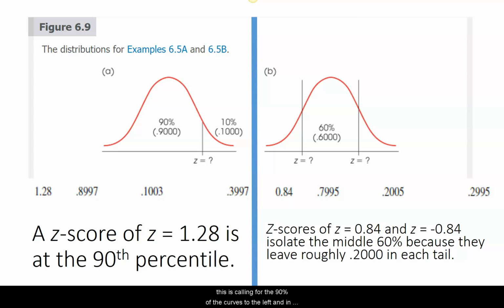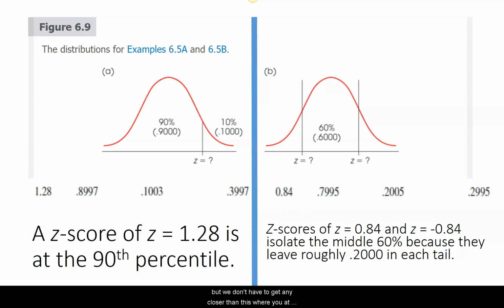And in that case, the best I can do to separate off 90 and 10 from the tables is this value of 1.28, which I know has to be positive because it's on the right. It has to be. And we don't have to get any closer than this. We don't have to use interpolation.